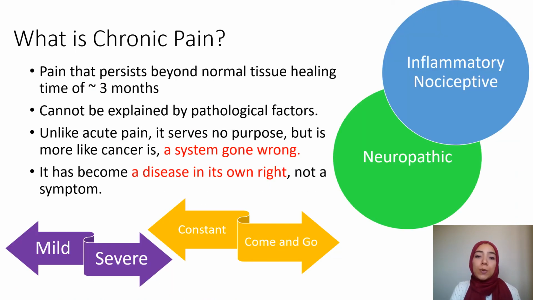So let's regroup. What's chronic pain? As we've said, it's pain that persists beyond the normal tissue healing time of 2 to 3 months. It can range from mild to severe, it can be constant or come and go, and it cannot be explained by pathological factors. The tissue has healed, the disease has been cured. So it's not a symptom, it's actually a disease in its own right. And unlike acute pain, it serves no purpose. It's more like cancer, it's a system gone wrong.